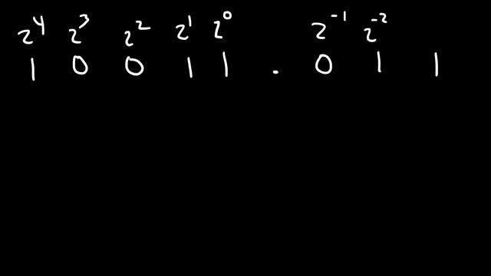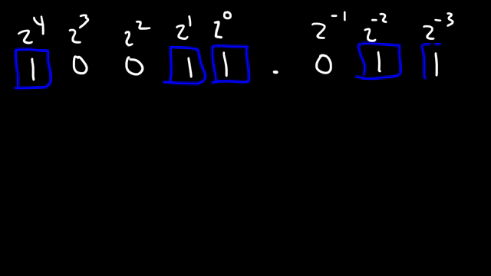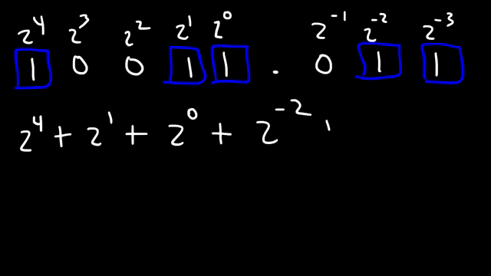So let's begin by putting the appropriate values next to each number. So on the left is going to be 2 to the minus 1, 2 to the minus 2, and 2 to the minus 3. So let's focus on only the ones that we see. So it's going to be 2 to the 4th power plus 2 to the 1st power plus 2 to the 0 power, and then plus 2 to the minus 2 plus 2 to the minus 3.